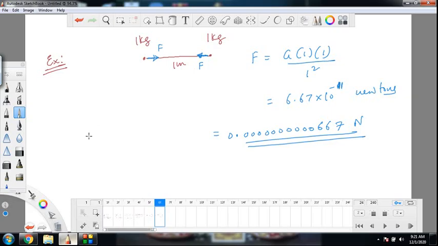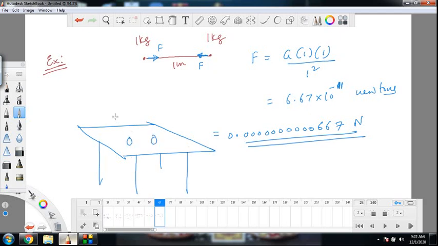Now there is a common question. Suppose on a table, I put two 1 kg objects separated by 1 meter. Of course, let us assume this is a frictionless table for a minute. Normally every table has friction, but let us assume it's a frictionless table. Then this left 1 kg is going to attract the right 1 kg, and the right 1 kg is going to attract the left 1 kg. So slowly they should start moving.